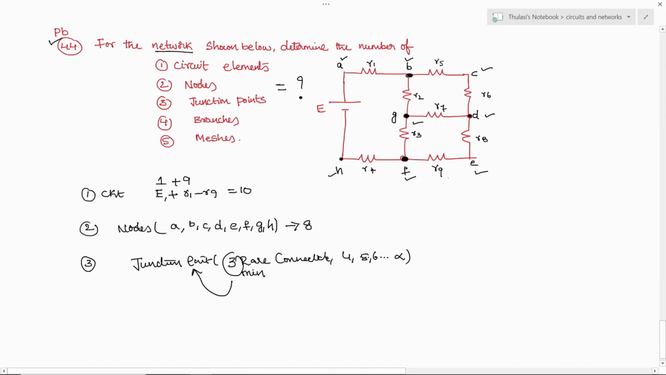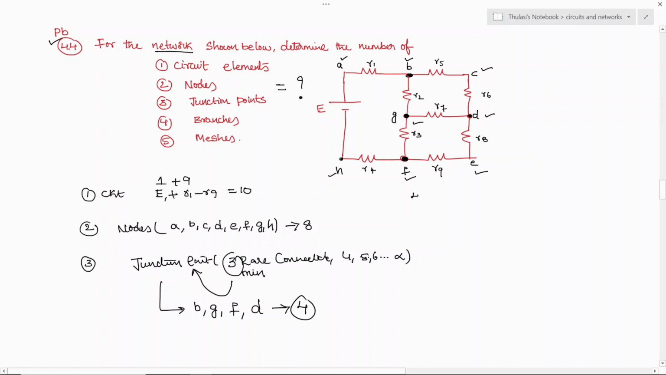Okay, so here you can see 1, 2, 3. So B is one junction point, and G, 1, 2, 3. So G is also another junction point. Next one, F, 1, 2, 3. So F. Next one, D is another junction point. Now the total number of junction points we have obtained is 4.